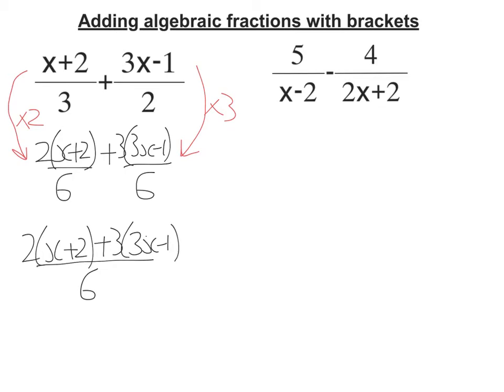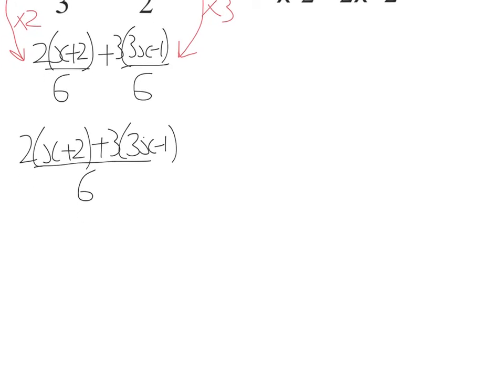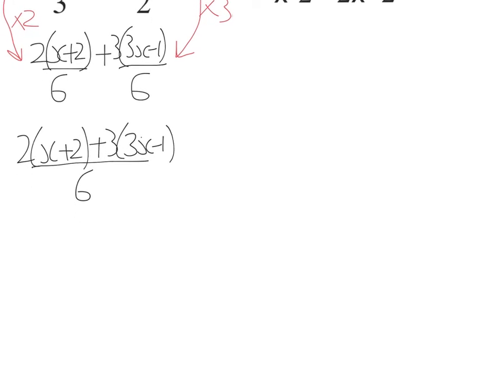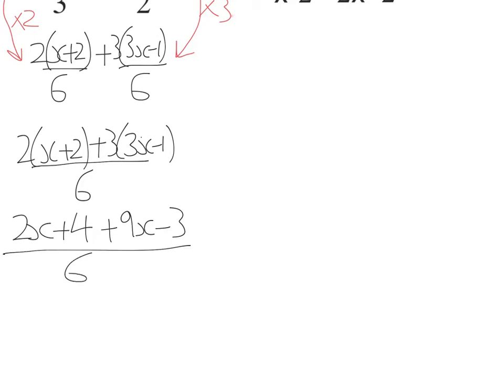Okay, let's just move down a bit, so I've got a little bit more space. Right, now I need to expand my brackets. So 2x plus 4 from the first bracket, and then the second bracket is 9x minus 3, all over 6. And then I collect my like terms. So 2x plus 9x is 11x. 4 take away 3 is 1. And it's all over 6. So my answer is 11x plus 1 all over 6.